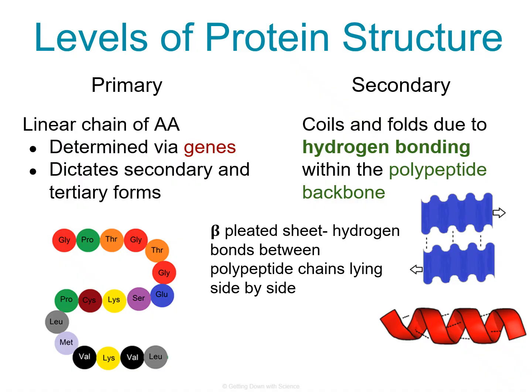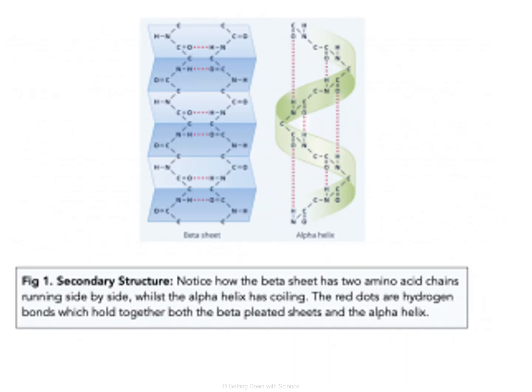The beta sheet has hydrogen bonds between polypeptide chains laying side by side, right? So we have beta pleated sheets, so they pleat together. And then we have an alpha helix or spiral, and we have a hydrogen bond between every 4th amino acid. Right, so beta pleats, alpha helix, so folds and spirals.